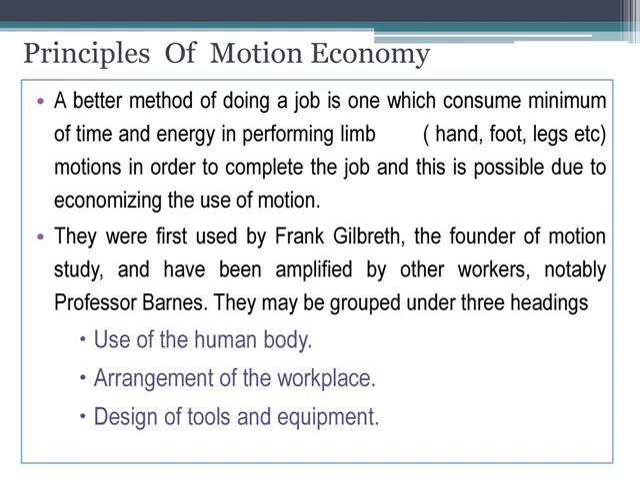Here we are trying to find the best method of doing a job by consuming minimum time and minimum energy. If you try to do a job with the minimum time and energy in the best possible way, we can increase the productivity by improving the economic dimension of the motion. Here also Gilbreth is one of the most important persons who contributed to motion economy. Basically there are three principles for how we can apply the principles of motion economy in a practical way.